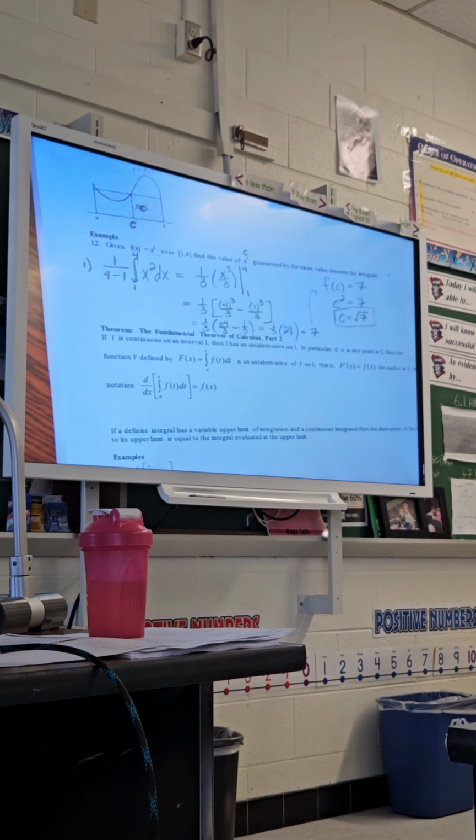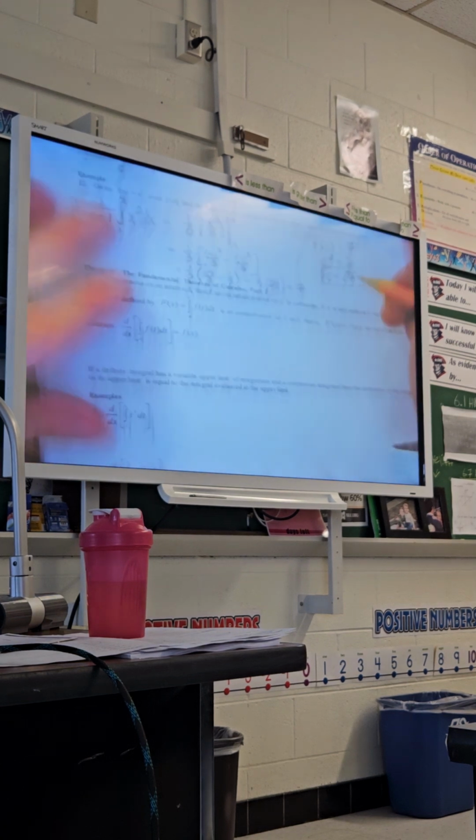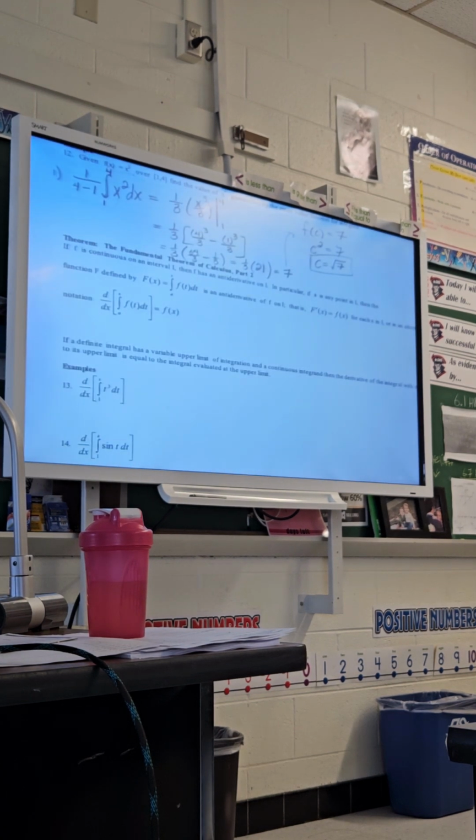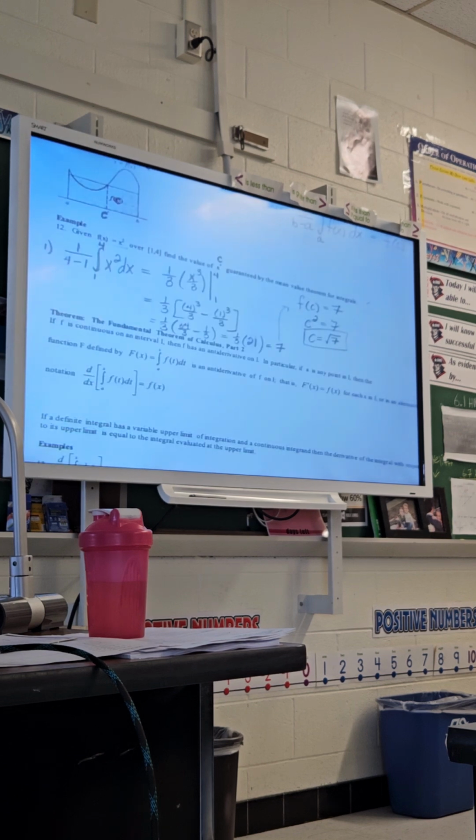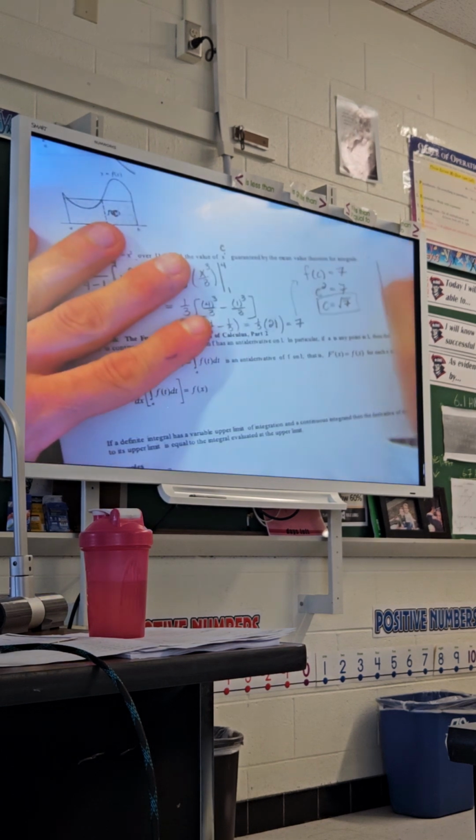Yeah, you might want to show the graph. Which means at square root 7, if I draw a line up to the graph like this and make a rectangle, that rectangle will be the same thing as the area under the curve from 1 to 4. Draw a quick little graph. 1, 2, 3, 4.